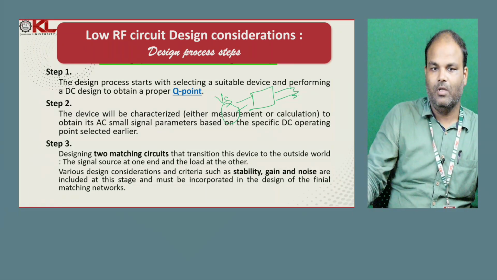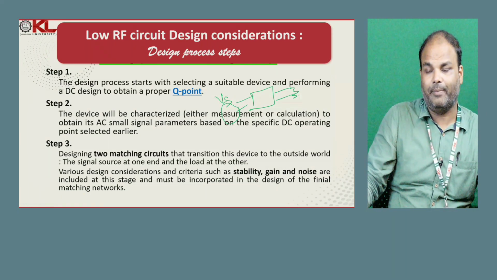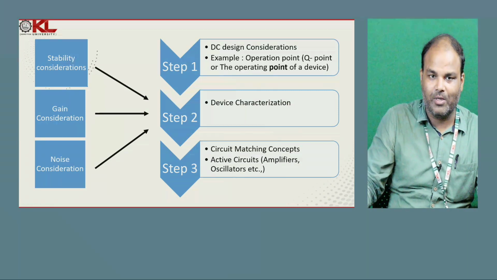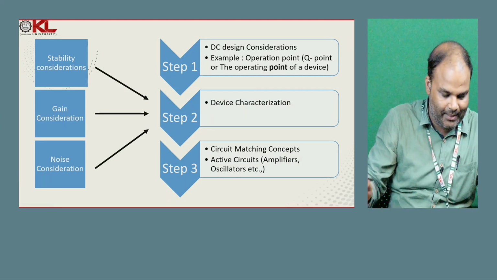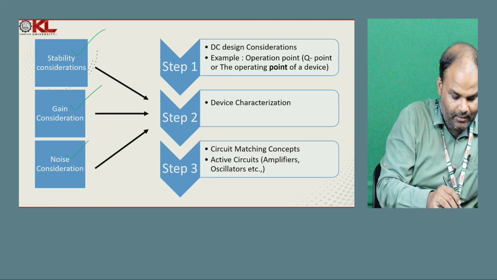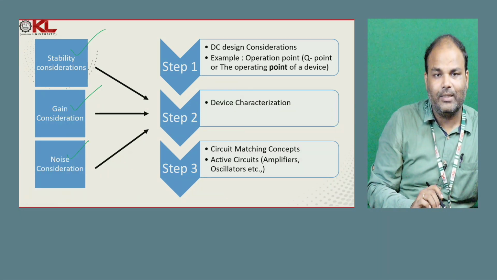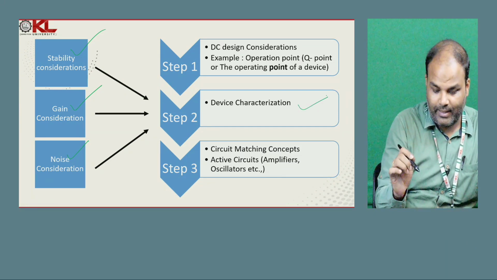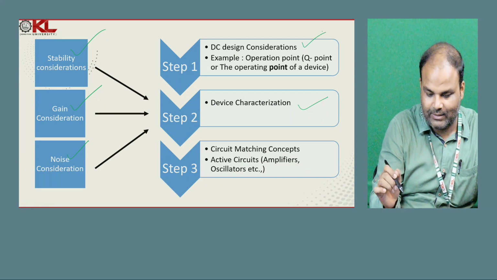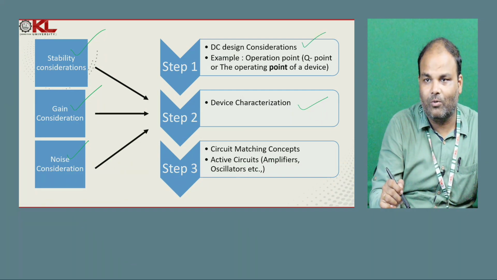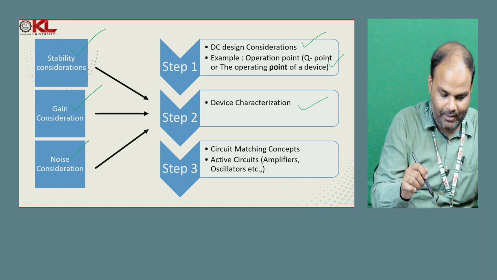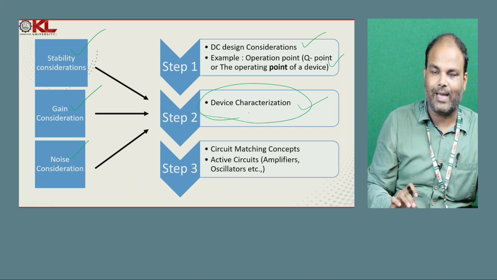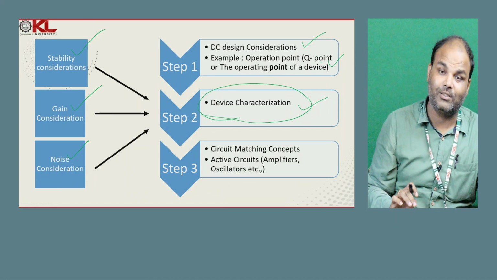So always we take a signal source at the input and the load at the output. In this step we think about stability, gain, and noise. So there are 3 considerations: stability consideration, gain consideration, and noise consideration. For stability, we need device characterization. First we think about DC design consideration, then the Q point, and after that we characterize the device.